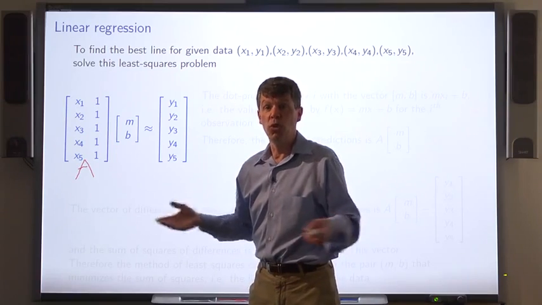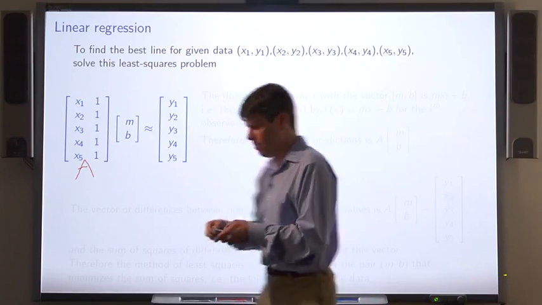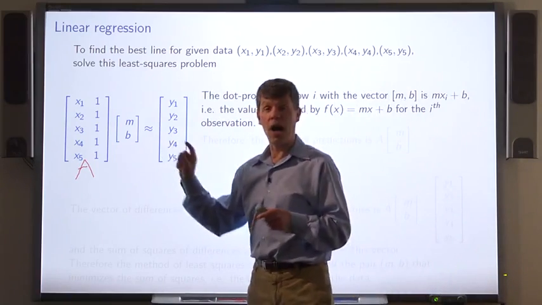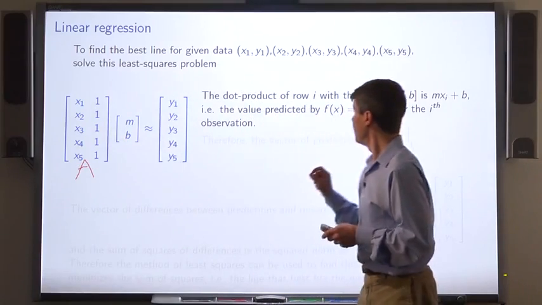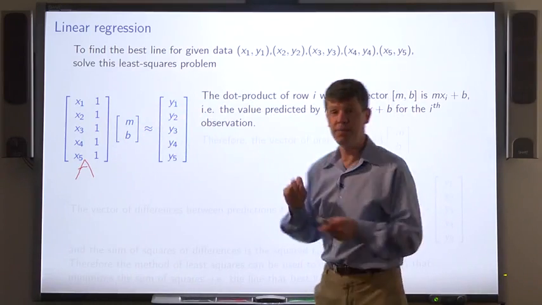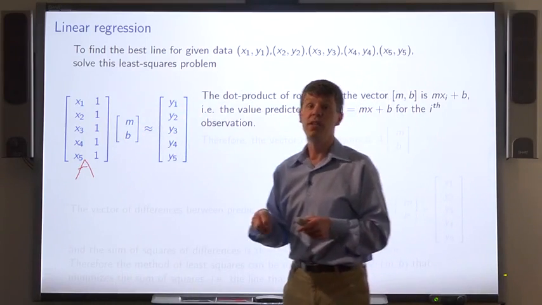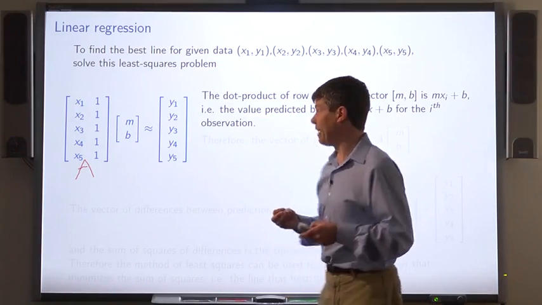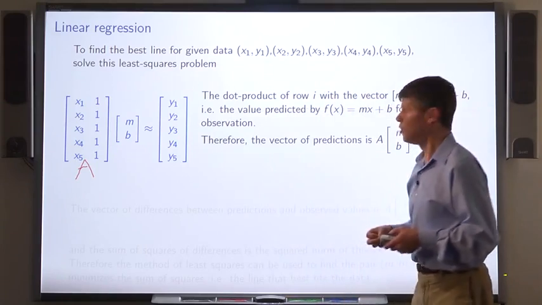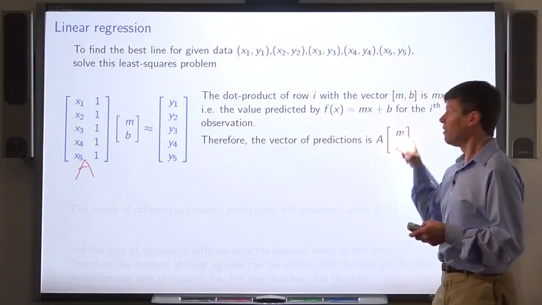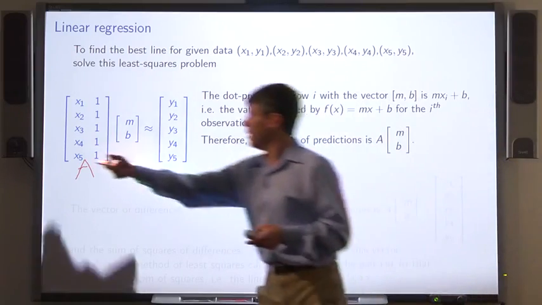What does this have to do with fitting a line to data? Note that the dot product of row i of the matrix A with the vector (m, b) is m times xi plus b, which is the prediction of the line model for that particular datum. So the vector of predictions is this matrix A times the vector (m, b). It's this product.